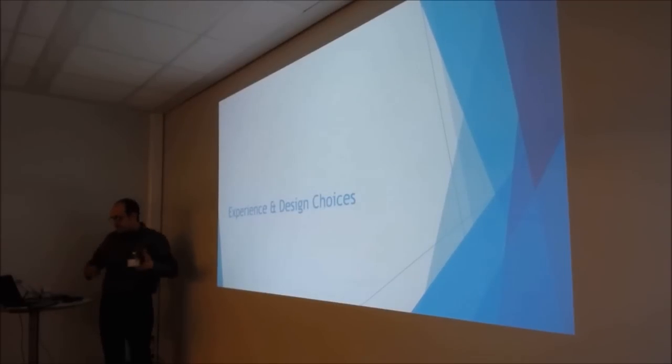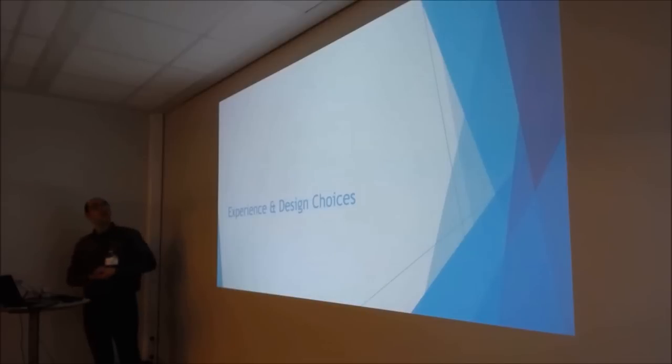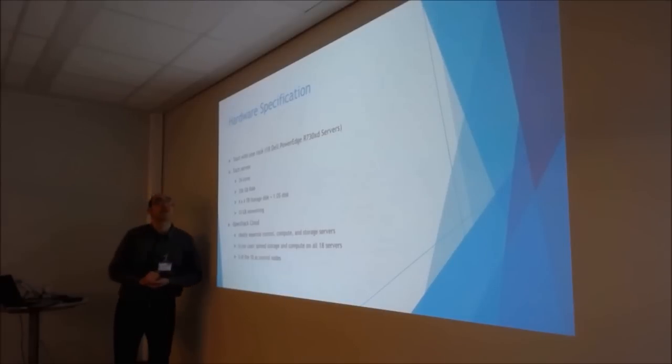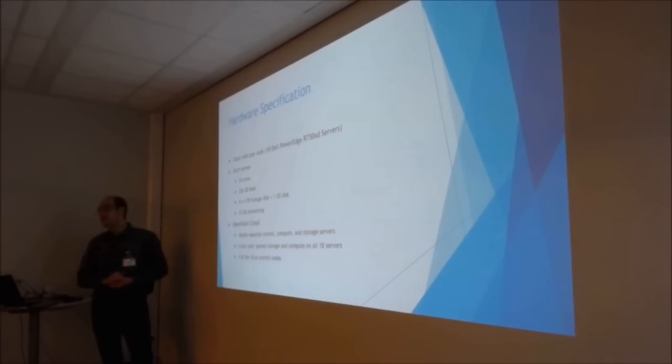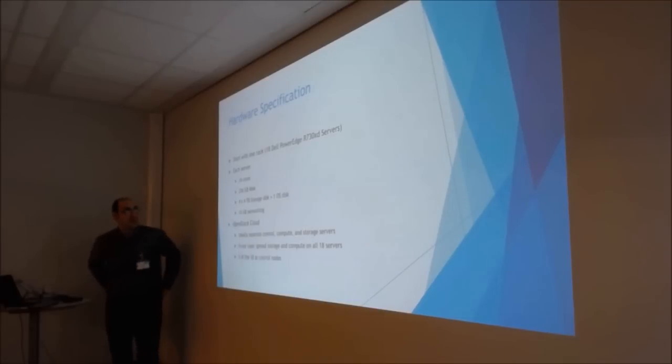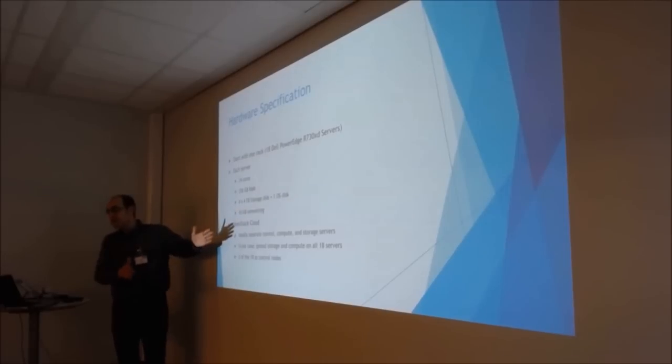Okay, so now we will go through what we have and what we did. On the data center, we started with one rack, which consists of 18 servers. Each server has 24 cores, 256 gigabytes of RAM, a 4 terabyte disk for storage, one disk for the OS, and 10 gigabit networking.